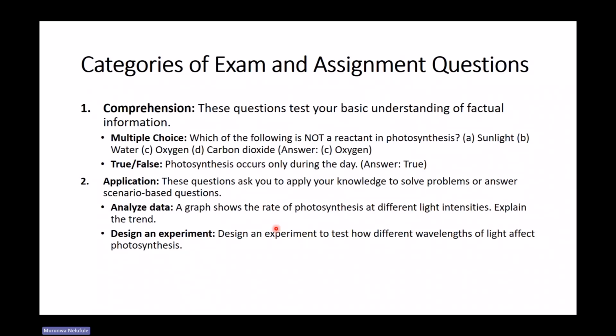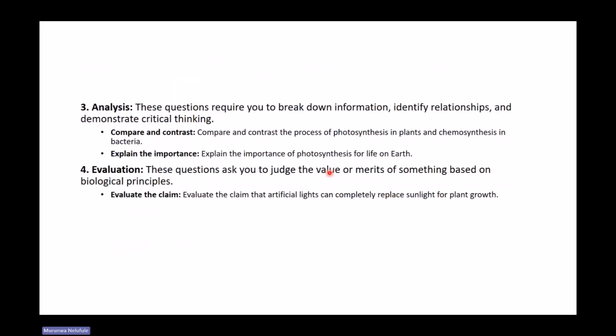Design an experiment to test how different wavelengths affect photosynthesis. Remember when we were talking about the questions about hypothesis, they fall under the application or analysis questions. And then there's analysis questions, which require you to break down information, identify relationships, and demonstrate critical thinking.